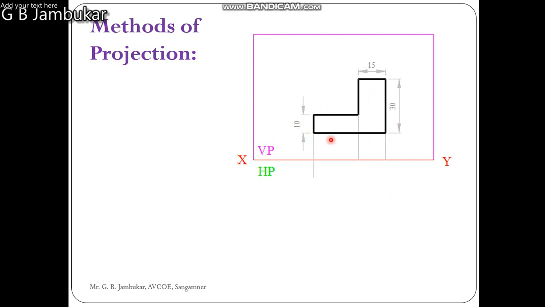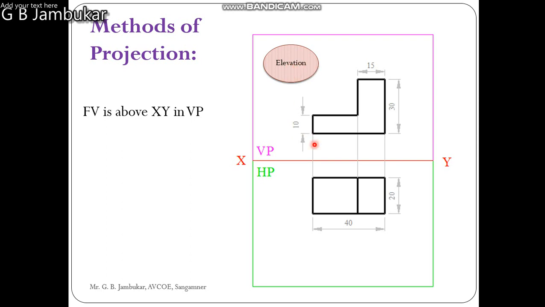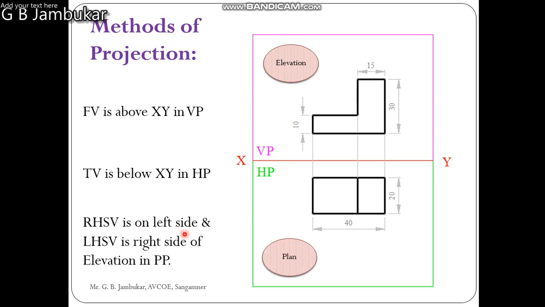The necessary dimensions are given. This is the front view. This front view is always above the XY line in VP. So here is the elevation. Now the top view is just below the front view and below the XY line. So the top view is always below the XY line according to the first angle method of projection. Now for the side views, the right hand side view is on the left side and the left hand side view is on the right side of the elevation, on the profile plane.